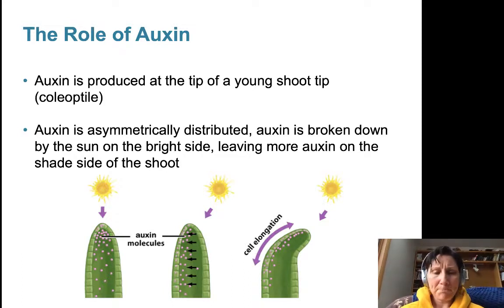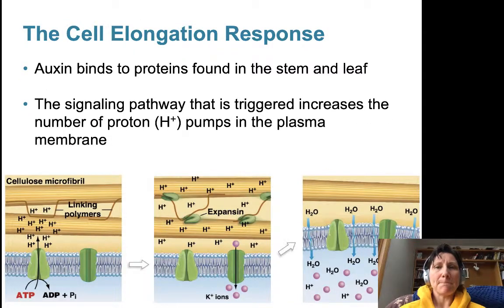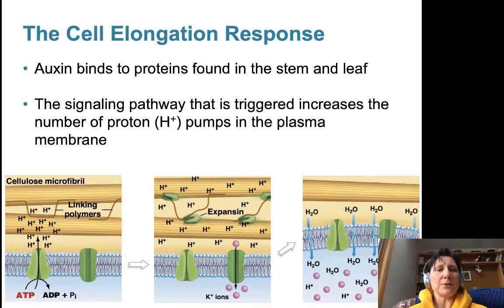Pretty amazing, right? So auxin promotes cell elongation on the shaded side, which leads to the bending of the shoot towards the source. I just said that. Okay, we're going to drill down and get into this in a little bit more detail. Hold on for the explanation here.